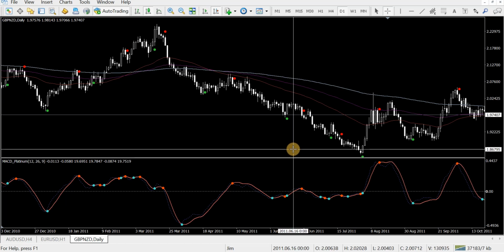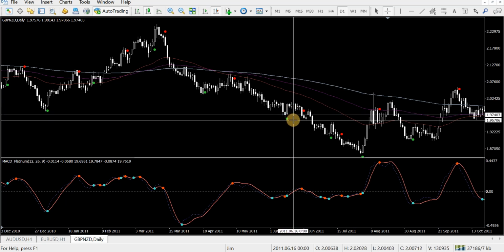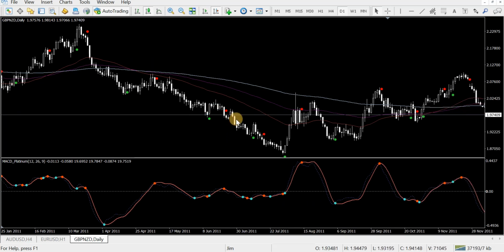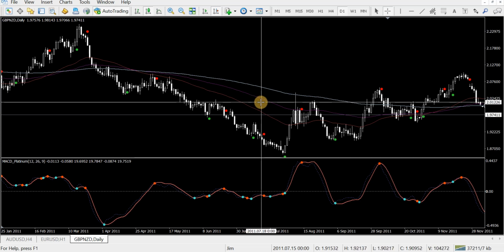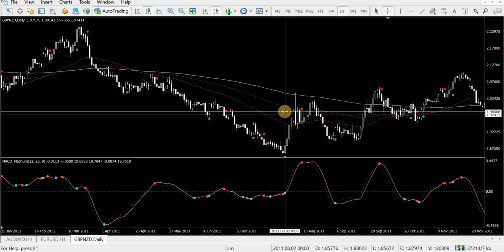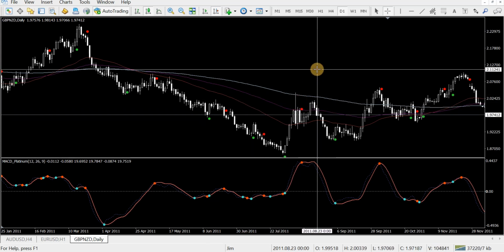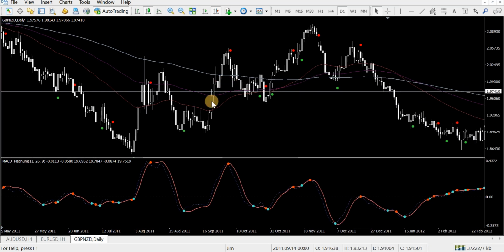Buy. No, you'd probably get out small loss or break even. Sell. So here's another one. Say you took this one. Buy on that. Hedge sell. There's your second buy, and off it goes. Buy, that's a winner. That goes all the way down.